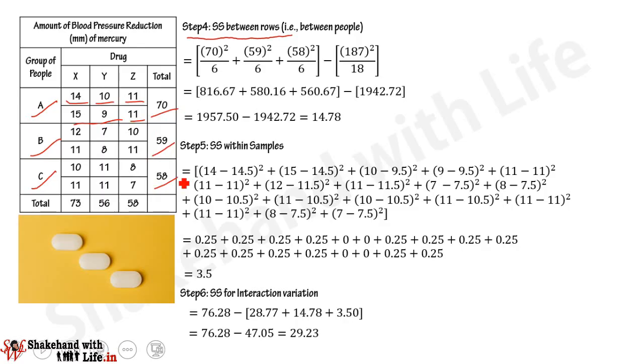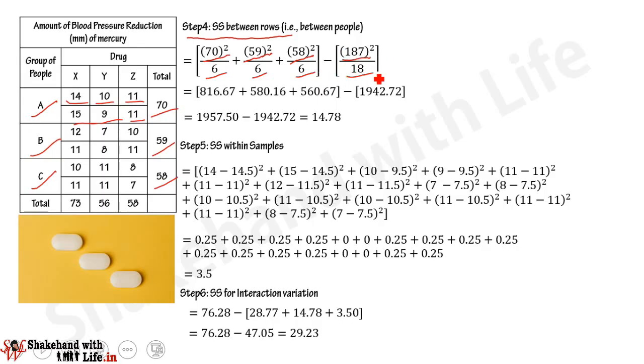Now square the total of each row, and then divide by the number of elements. So for row number 1, or group A, it is the square of 70 divided by the number of elements, which is 6. For group B, it is 59 square divided by 6, and for group C, it is the square of 58 divided by 6, right? And then again subtract the correction factor, which is the square of 187 divided by 18, right?